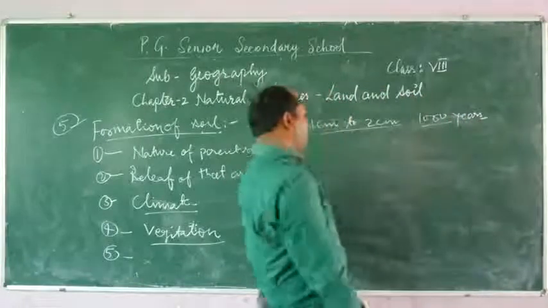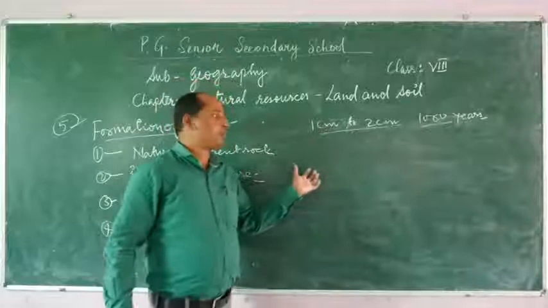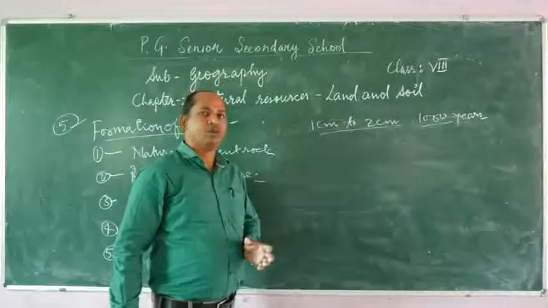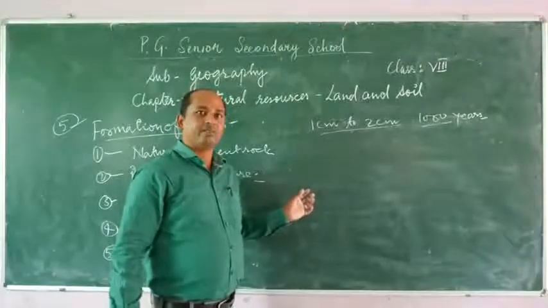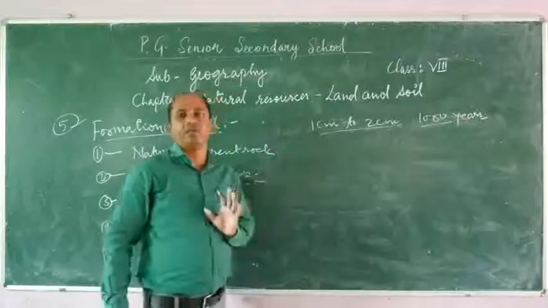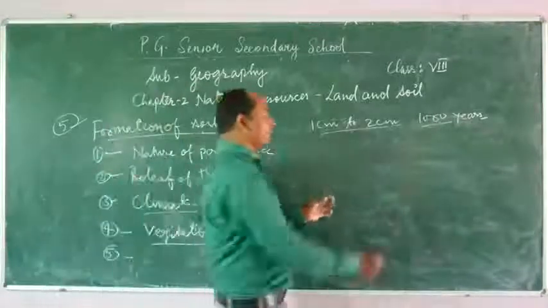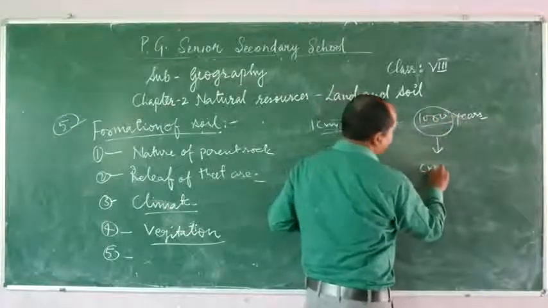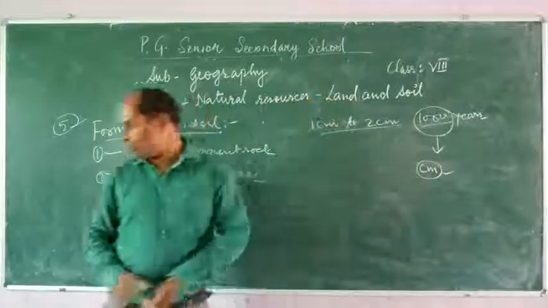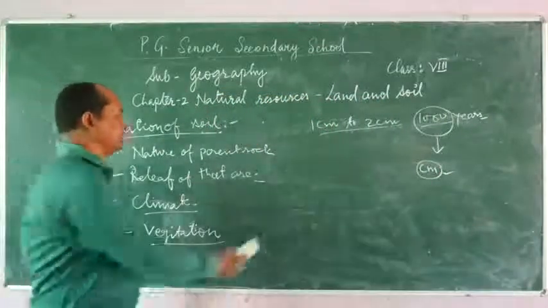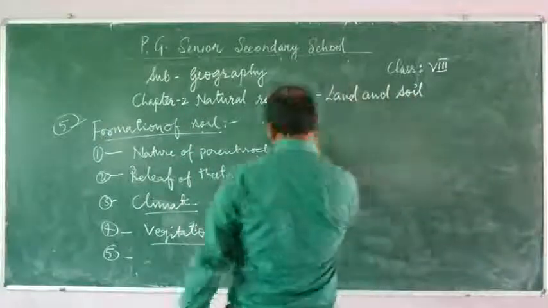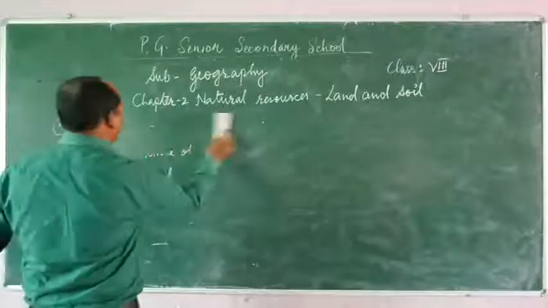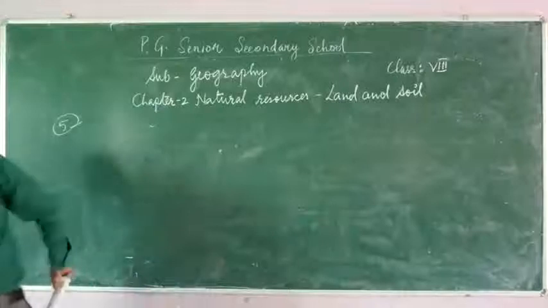So I have informed you earlier the soil is a renewable resource for a very long period of time, but for a short period of time it is a non-renewable resource. Why? Because it takes thousands of years to form some centimeters of soil. That is why it is known as renewable for long period of time and non-renewable for short period of time.